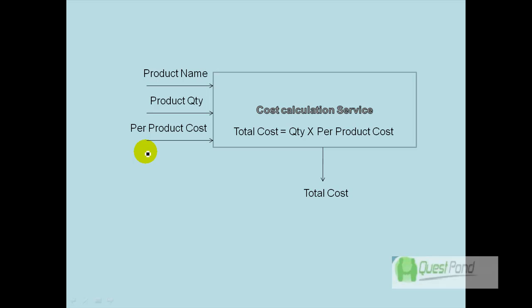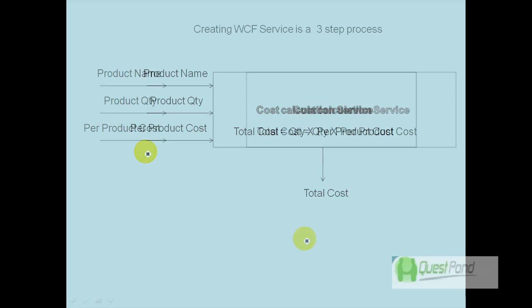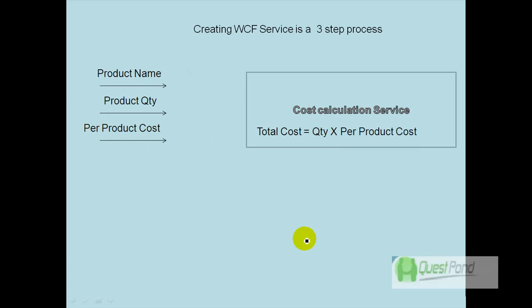WCF. As I said, this is the first part, so here we will create the service, and in the next part we will consume the service using an ASPX client. Creating a WCF service is a 3-step process. As we had previously discussed, we are going to make a service which takes quantity, per product cost, and product name, and gives us the total cost, which is nothing but the multiplication of quantity into per product cost.